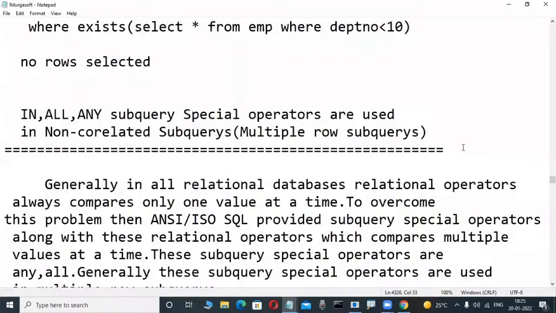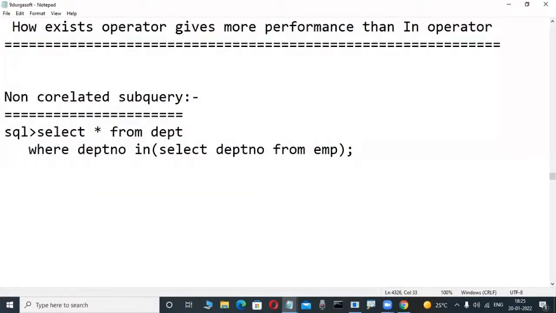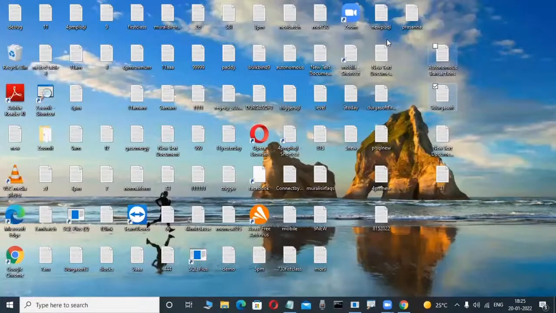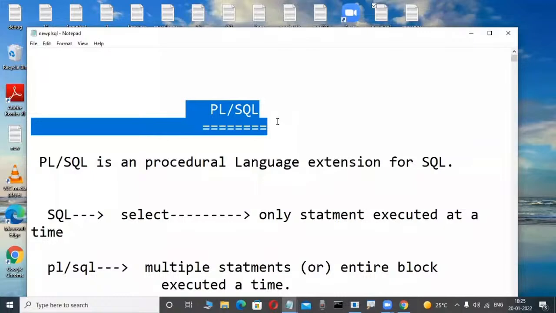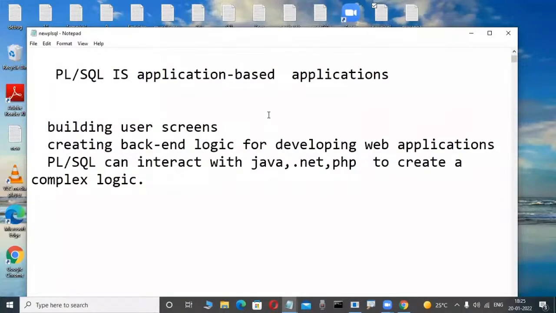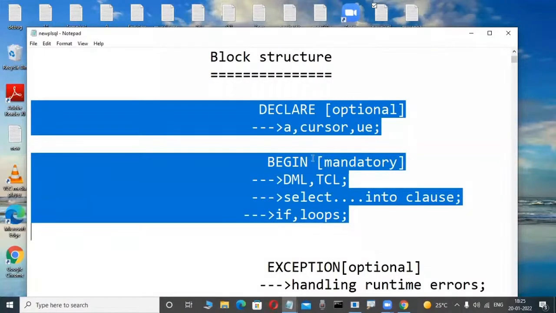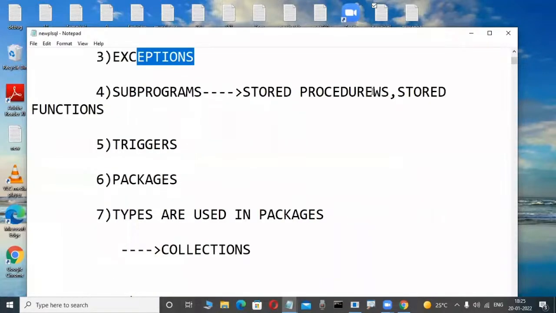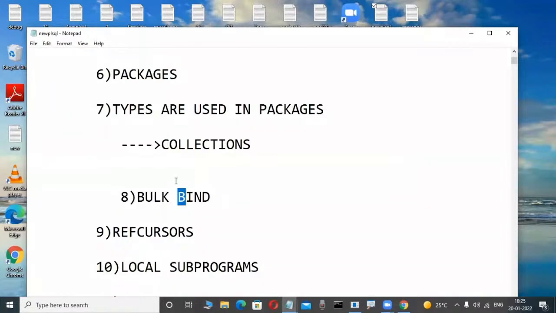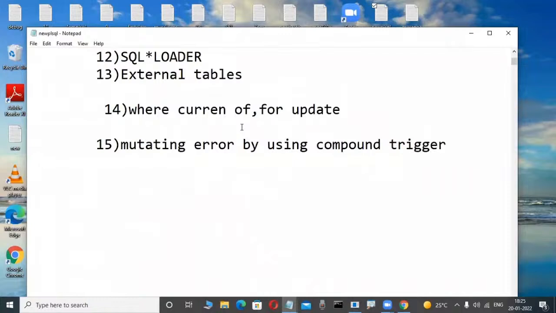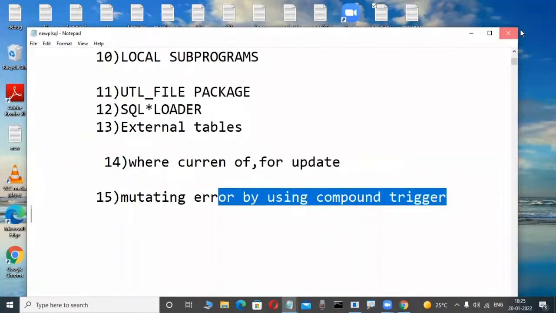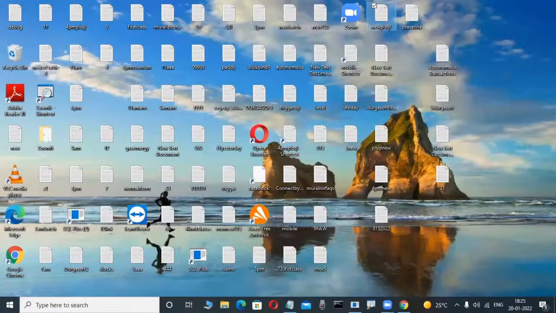Don't worry. Then database objects, so many things are there, and we are learning them. These are big concepts. Again, PL/SQL means some little bit of coding is there. Don't be afraid. In PL/SQL you write this type of little bit of coding. In it there are cursors, exceptions, stored procedures, stored functions, triggers, packages, types, collections, bulk bind, ref cursors, local subprograms, UTL_FILE packages, SQL*Loader, external tables, so many things like this. So much syllabus is there.